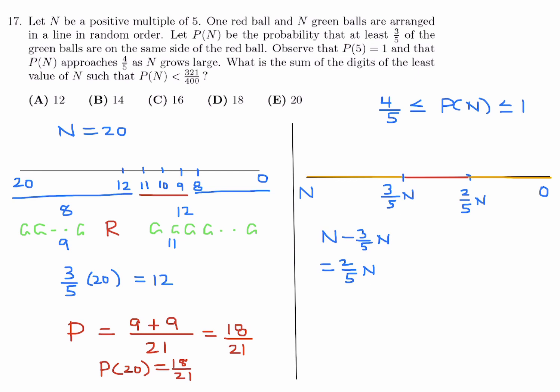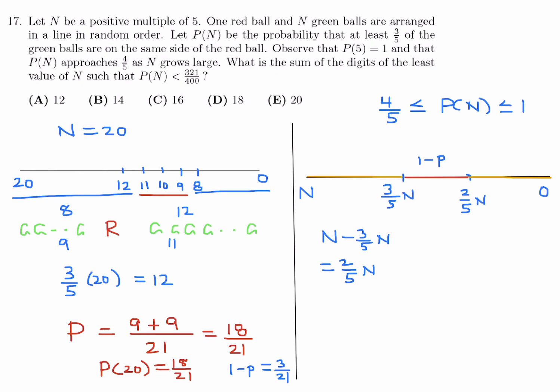Basically, P will be this range plus this range, right? And you can either figure out P or you can figure out 1 minus P, which would be that range. In this example, 1 minus P would have been 1 minus 18 over 21, which is 3 over 21, right? So we can do that as well. I think that might be a little bit easier.